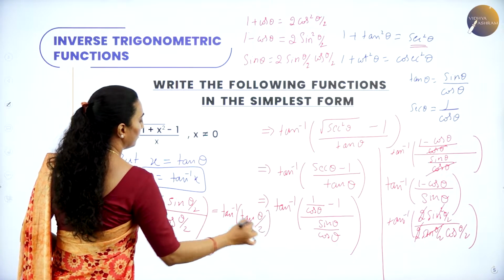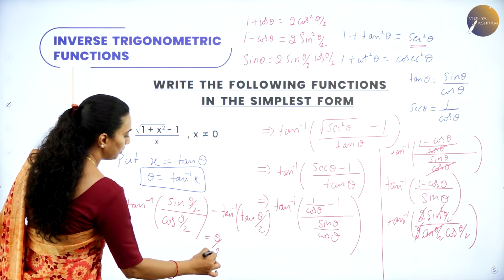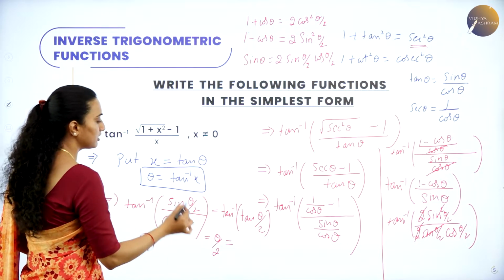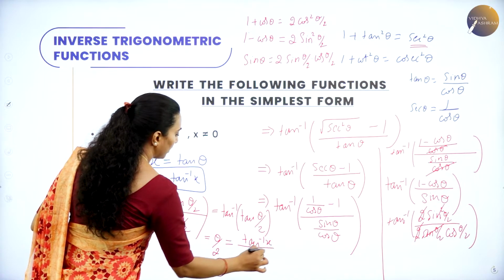Now tan inverse, tan will go. You are going to remain with the answer theta by 2. Now what is theta? Theta is nothing but tan inverse x. So the answer is tan inverse x divided by 2.